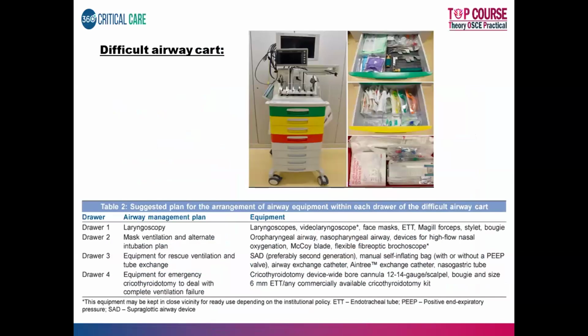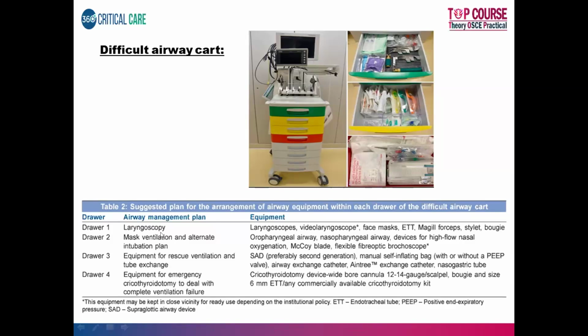And the next one is about the difficult airway cart. You should know what the components in the difficult airway cart are, and you should all be having this difficult airway cart in your ICU. This plan of arrangement is given by the DAS guidelines. In drawer 1, you keep all the things which are necessary for direct laryngoscopy. So you keep your Macintosh or any other type of laryngoscopes, video laryngoscopes, face mask, ET tubes, Magill's forceps, stylets, bougies, everything in drawer 1.